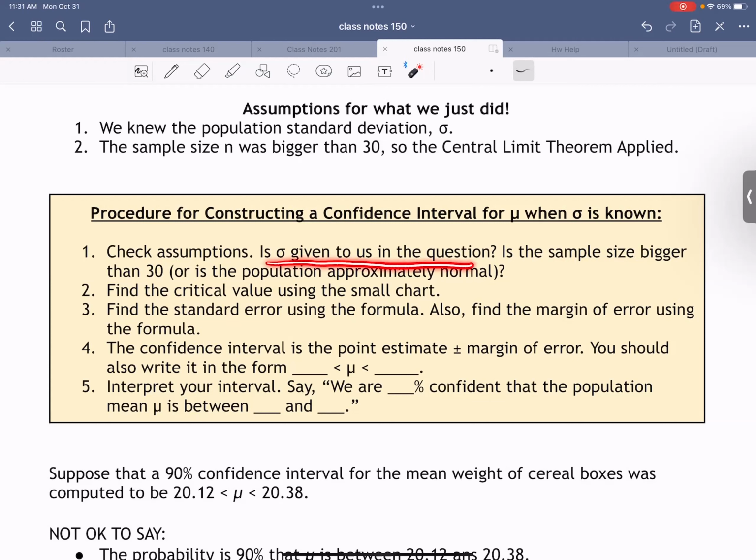Sigma is given to us in the question. We'll talk about that in the next section, but I might ask you it during this. So one of the assumptions for this question is also that sigma is given to us. Don't worry about why I'm asking that. Second, we're going to find the critical value, using the chart. Third step, find the standard error using the formula, and then you're going to find the margin of error. So that's all on steps 2 and 3.